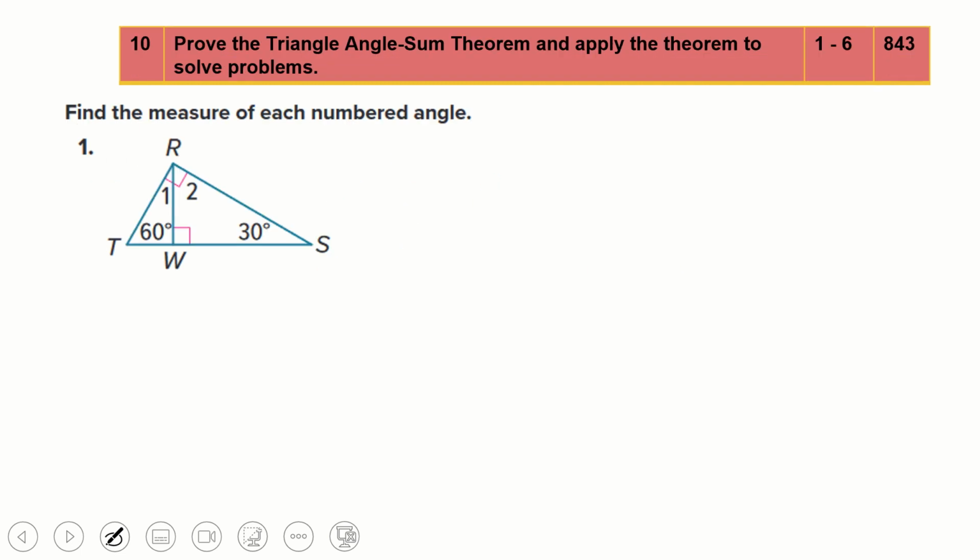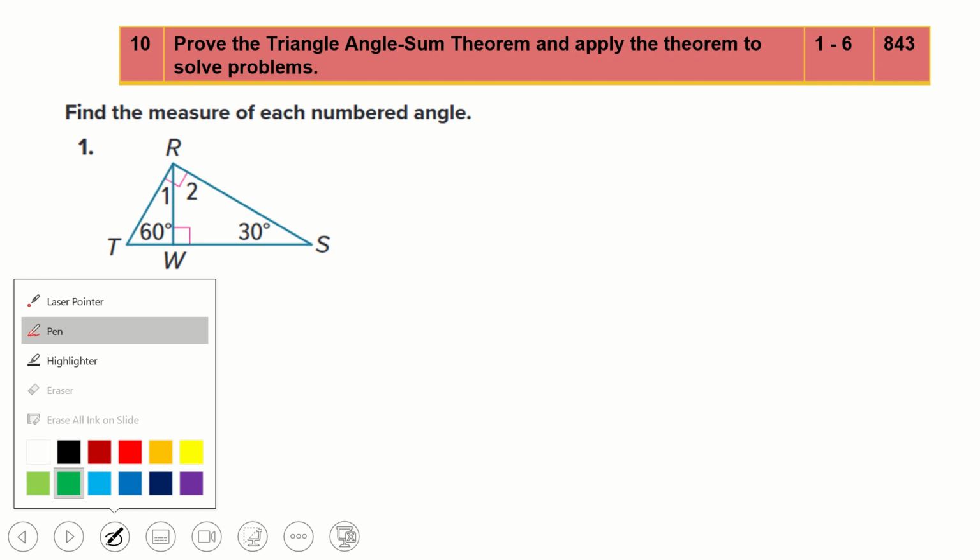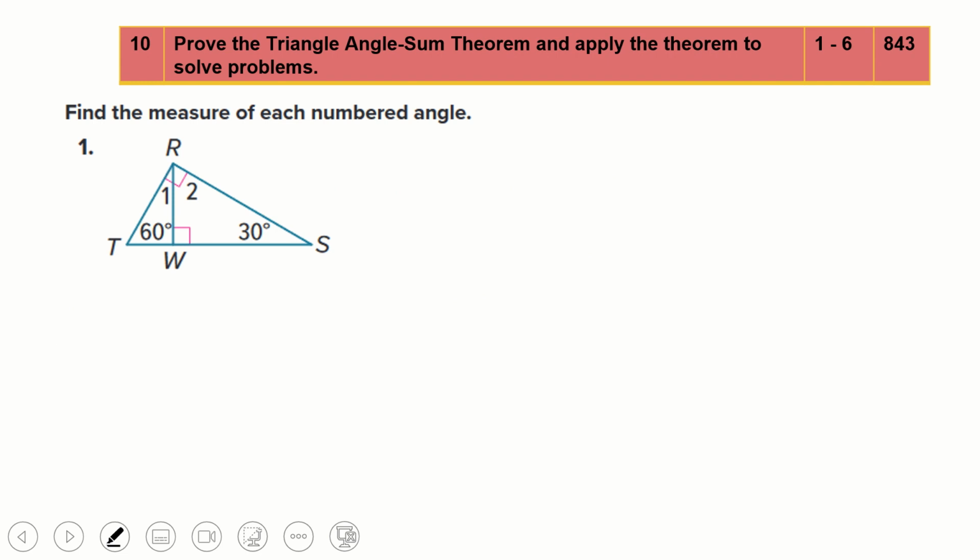So, coming to the last question, which is find the measure of each numbered angle. Let me highlight this triangle. This is a right triangle. It has 3 interior angles. They sum up to 180. So the measure of angle 1 plus the measure of the other two angles is 180.